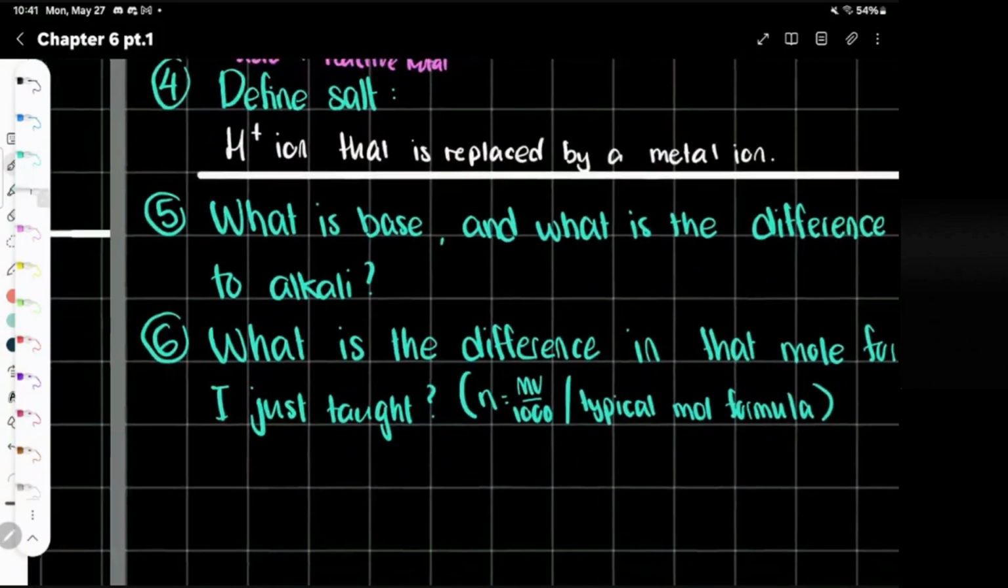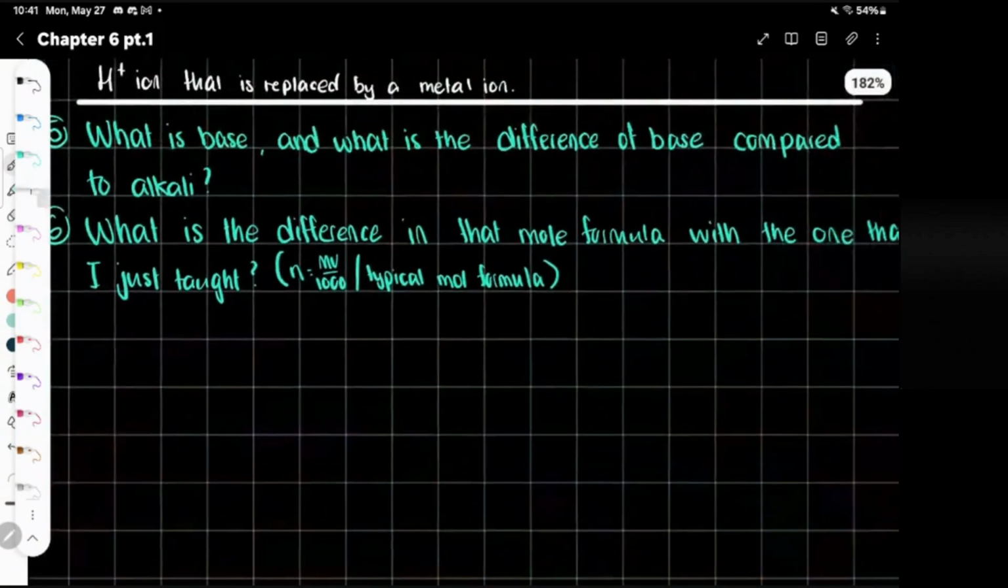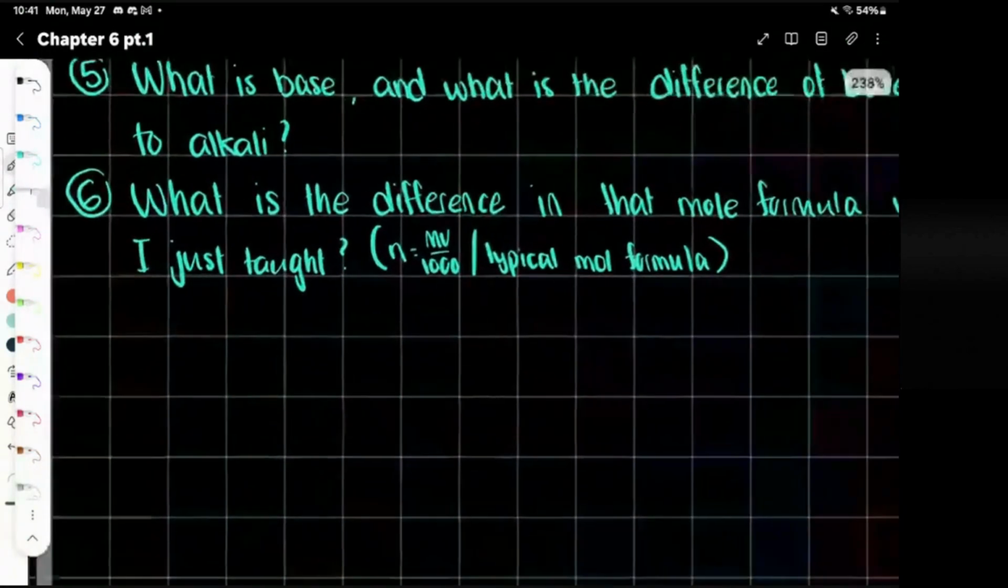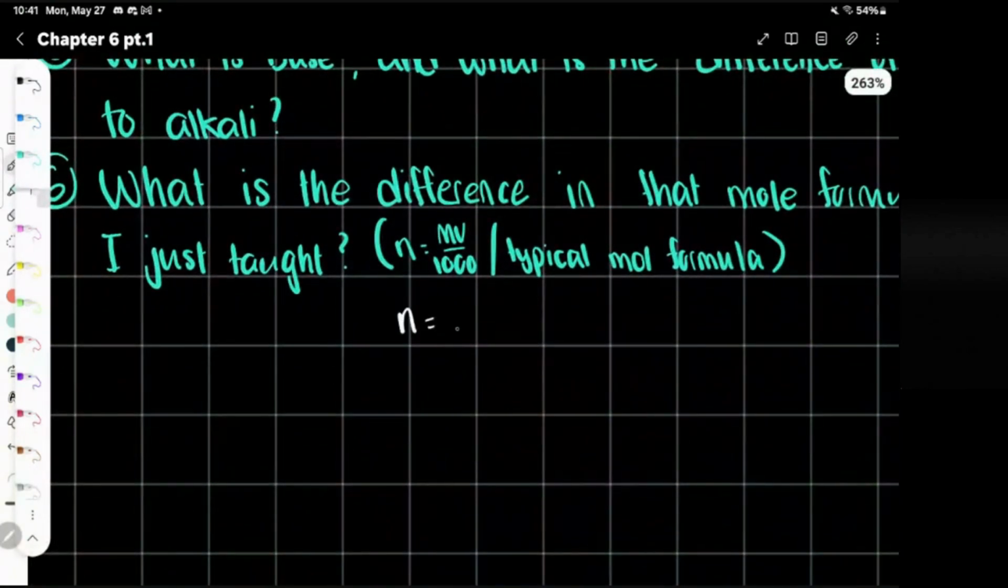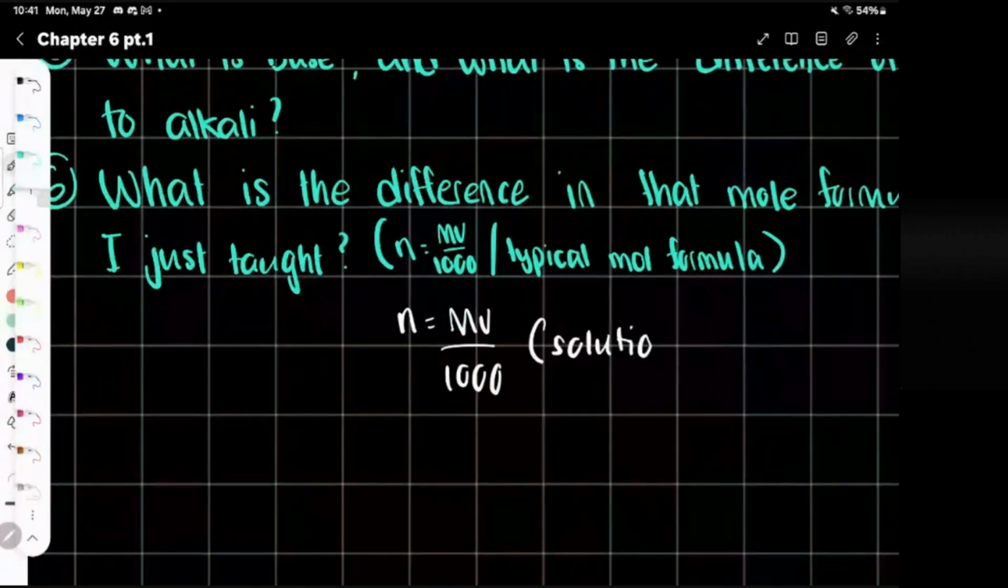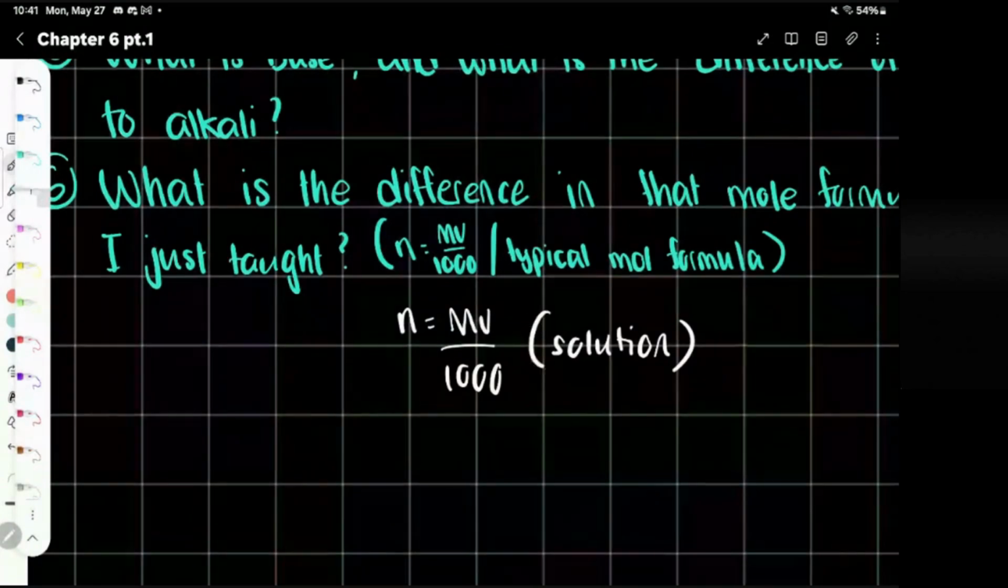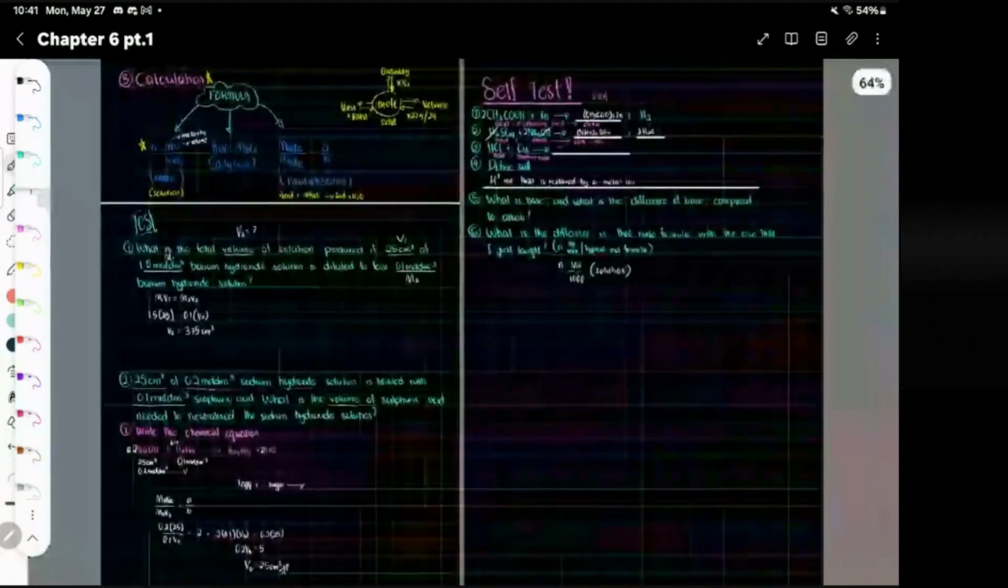Now, what's the difference in the mole formula? This one I also just taught, right? The mole formula M equals MV over 1000 can only be used for solution. Don't forget, this can only be used for solution. So, this is the self-test. Tada! Very simple class today.